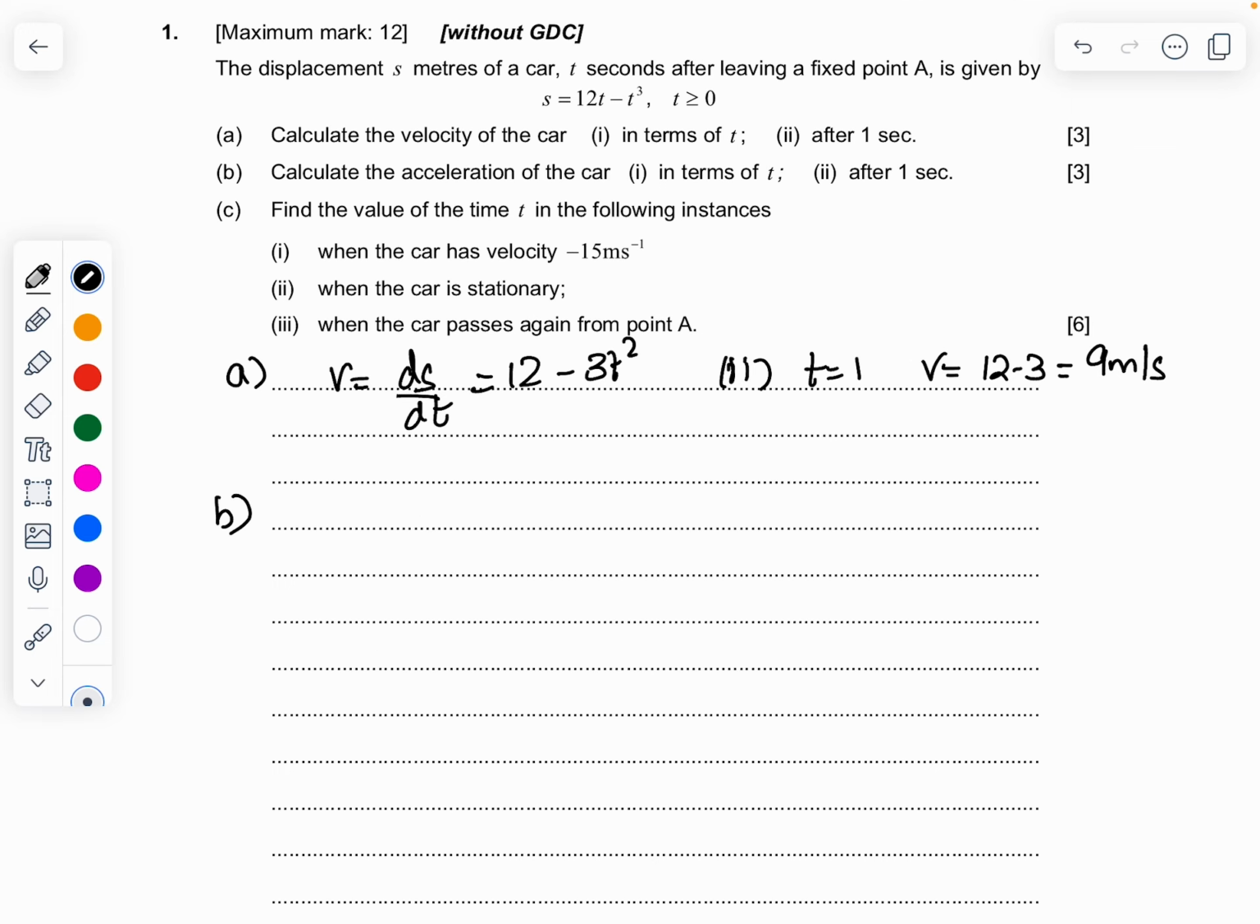Part B, calculate the acceleration. So acceleration equals dv upon dt, which is nothing but negative 6t. What is the acceleration at t equals 1? So a equals minus 6 meter per second square.